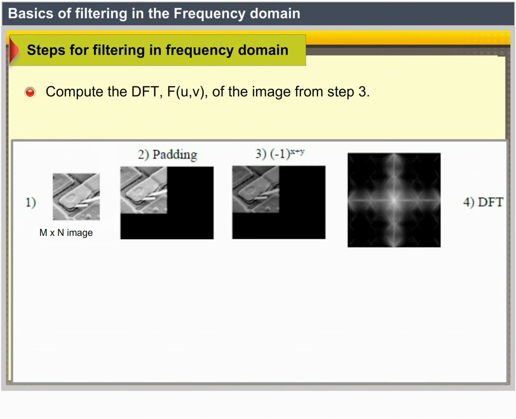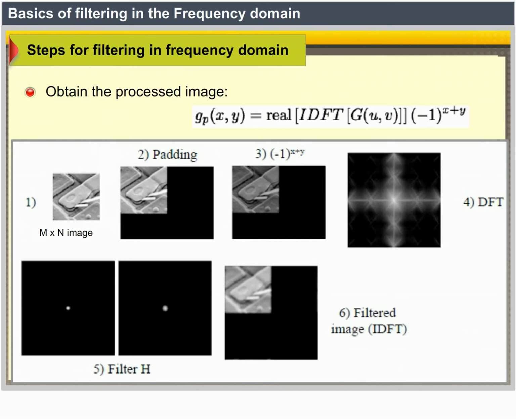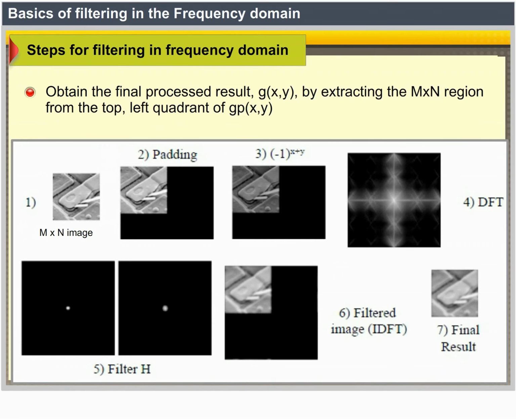Generate a real, symmetric filter function H(u, v) of size P by Q with center at coordinates (P/2, Q/2). Form the product G(u, v) equals H(u, v) times F(u, v) using array multiplication. Obtain the processed image as per the equation shown. Obtain the final processed result g(x, y) by extracting the M by N region from the top left quadrant of gp(x, y).